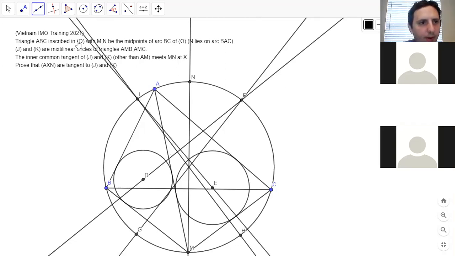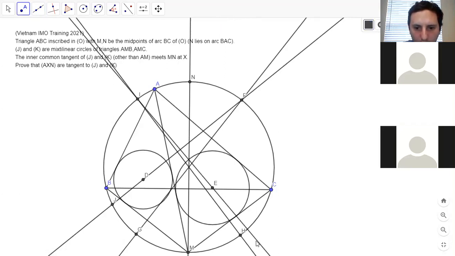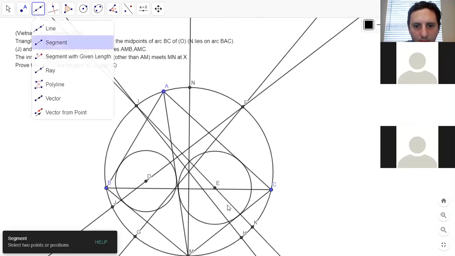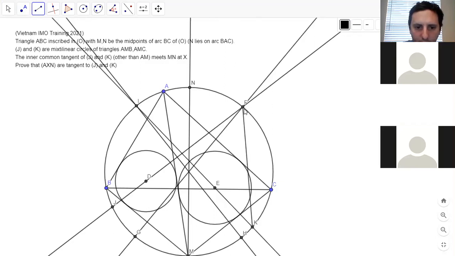So the circle should pass through this and this. And then also, we draw KF, we want to see where KF meets the side. I think J and K are the centers of the mixtilinear circles.